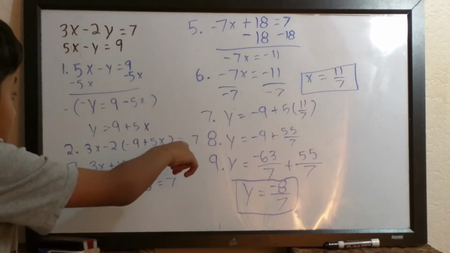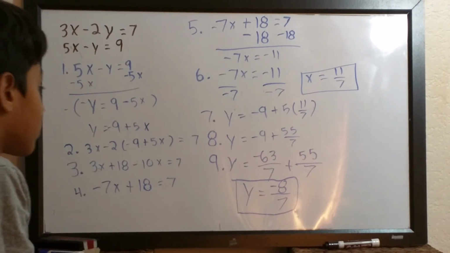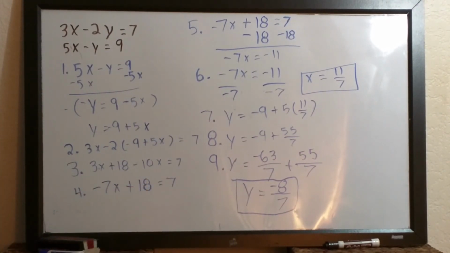So then you have y equals negative 9 plus 5 times 11 over 7. Our eighth step is to simplify that out as negative 9 plus 55 over 7. Then you turn 9 into a fraction. So imagine you have negative 9 over 1. Multiply that by 7 to make the denominator equal to 7. Then you have negative 63 over 7 plus 55 over 7. Add those and you get negative 8 over 7 as your final answer.